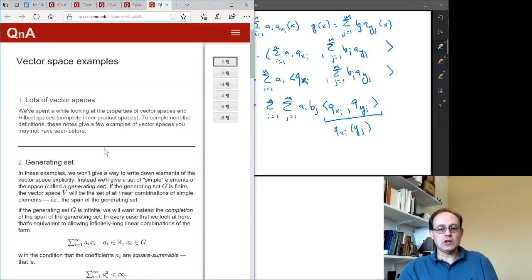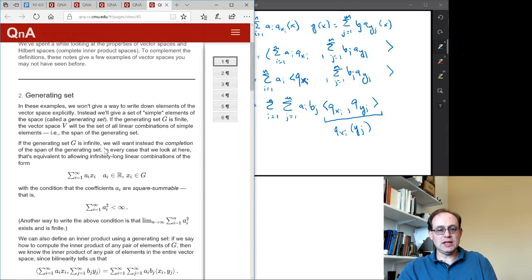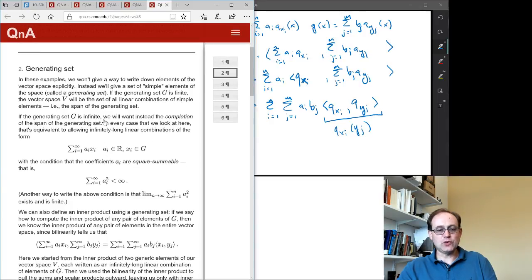And so all of the examples in this set of lecture notes are given in a specific form, the same way we did it before. We're going to write down a bunch of simple elements of the vector space, which we'll call a generating set. And we're going to make our vector space be the span of all of the elements in our generating set. So if our generating set was linearly independent, it would then be a basis for the space, if finite and linearly independent.